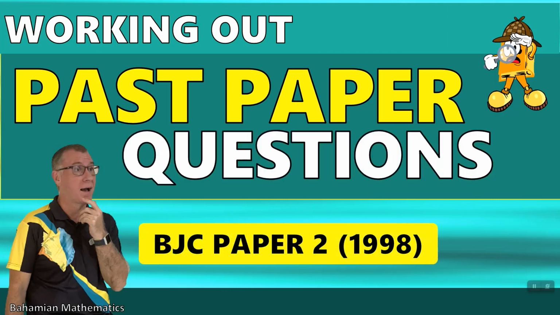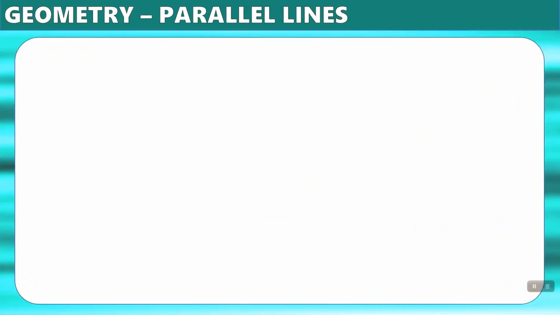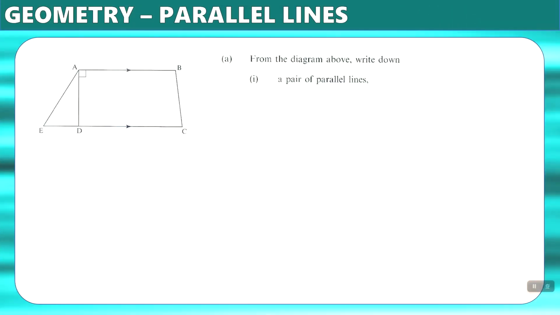And today's video is on BJC Paper 2, 1988, question number 16, which deals with geometry. Let's take a look at that question. The question starts off with a diagram like this, which is a combination of shapes. And it asks, from the diagram above, write down a pair of parallel lines.